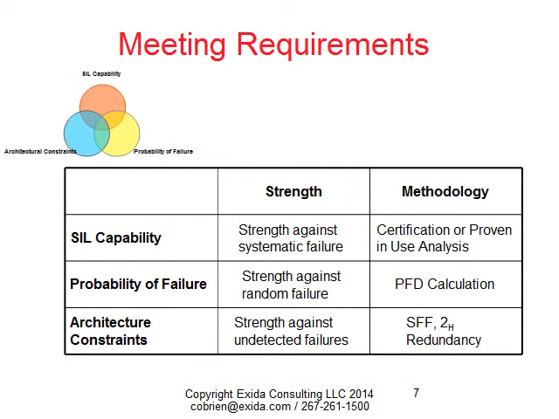And architectural constraints are also a strength against random failures, but I talk about them as a strength against undetected failures, because the higher percentage of your failures that are undetected, the more redundancy you put in place. So they are driven by random failure rates, but they're heavily influenced by, do you know about the failures or don't you?